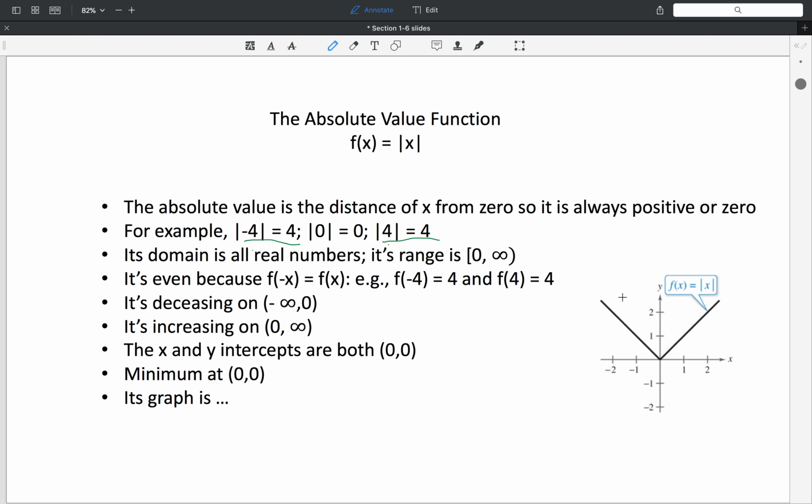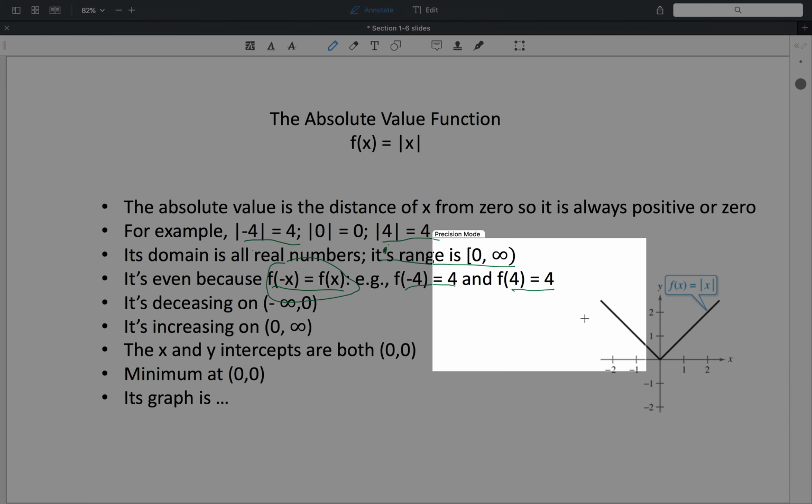The domain is all real numbers. I can plug anything in. But since I only get positive numbers or 0, the range is going to be non-negative, 0 to infinity. It's an even function because if I take the negative number, that's the same as if I take the positive. Absolute value makes the negative positive. So as above, if I take f of minus 4, I get the same as if I take f of 4. So that makes it an even function, even though it looks like it doesn't have an even exponent.